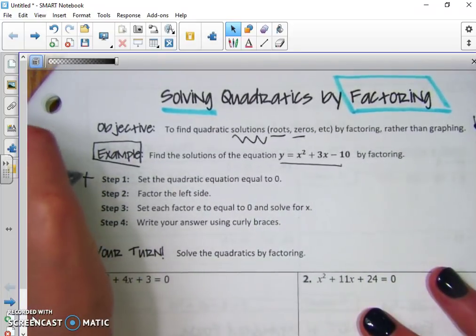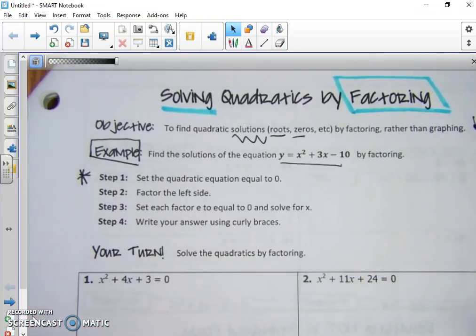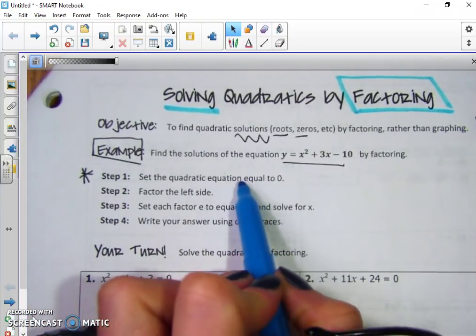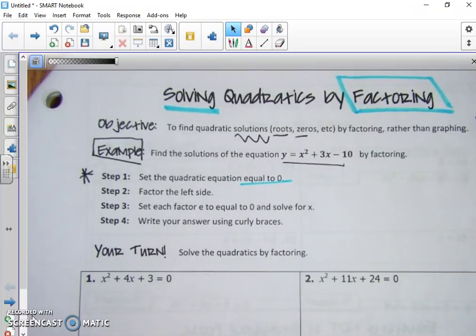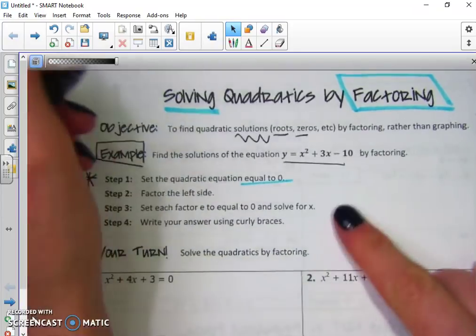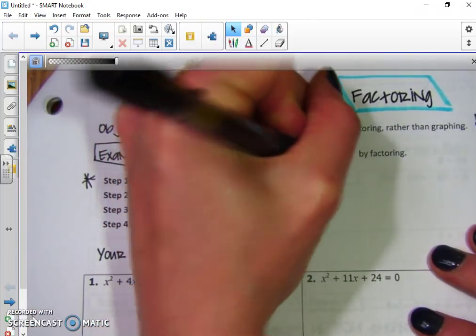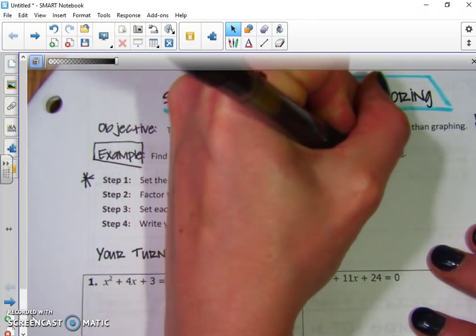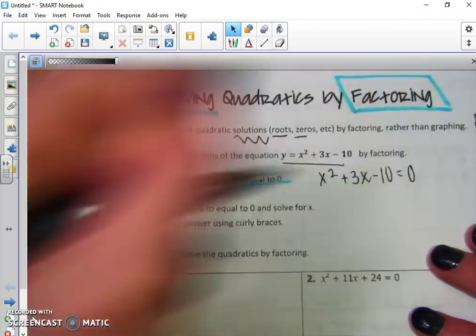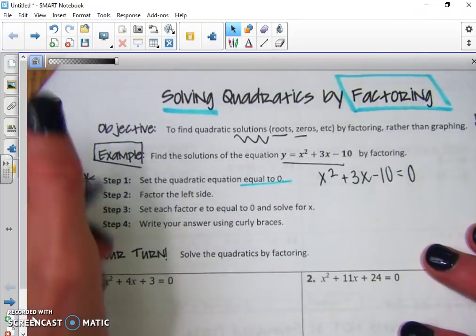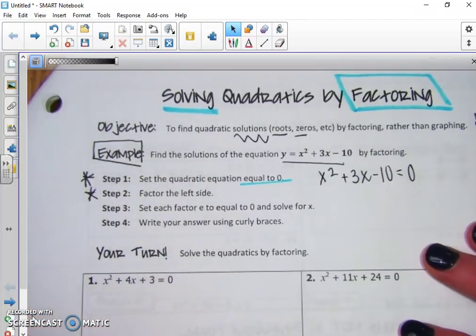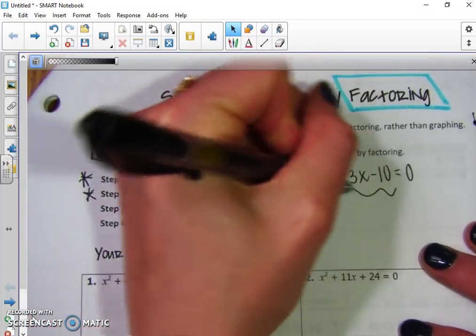Couple steps we've got to follow. First one is this. We have to set the quadratic equation equal to 0. Before we can factor, our quadratic equation has to be equal to 0. So instead of saying that this is equal to y, we're going to rewrite it: x squared plus 3x minus 10, and we're going to say it's equal to 0. Step 2, we're going to factor the left side. So we're going to factor this part right here.